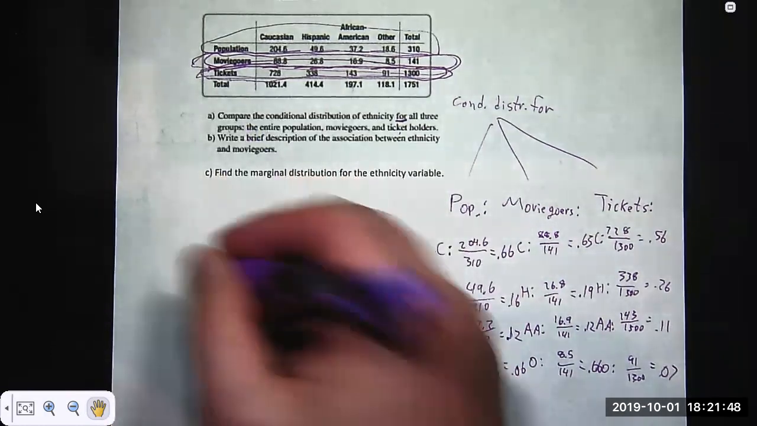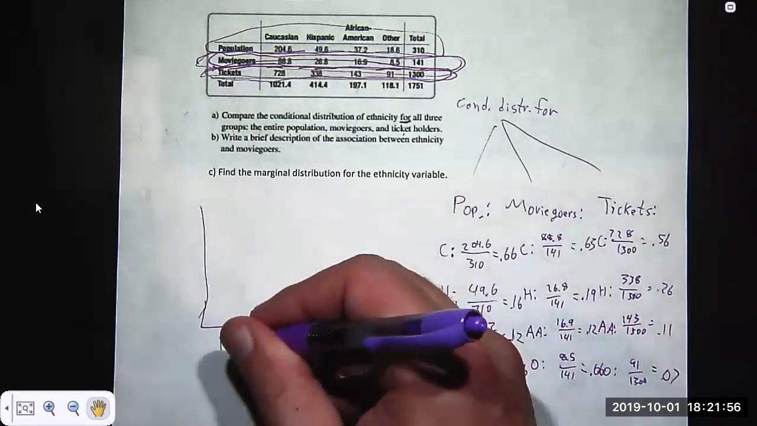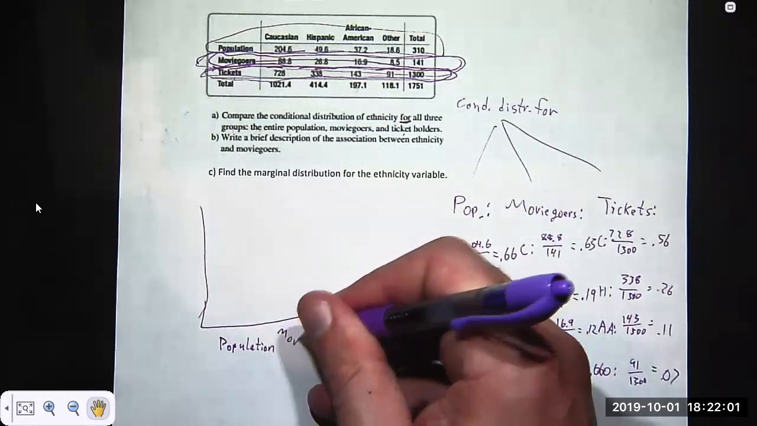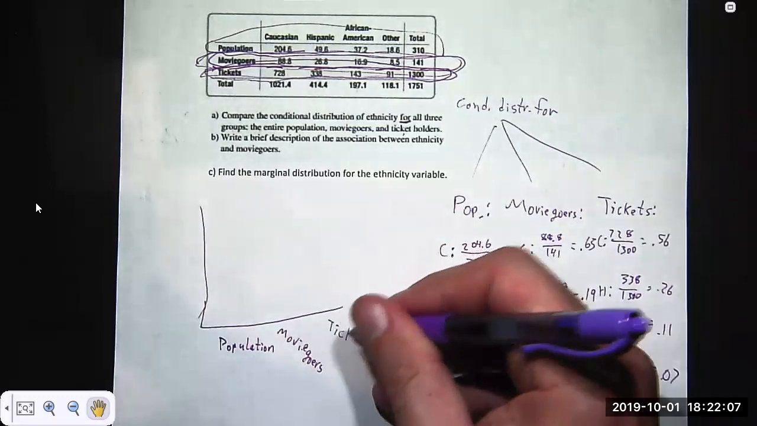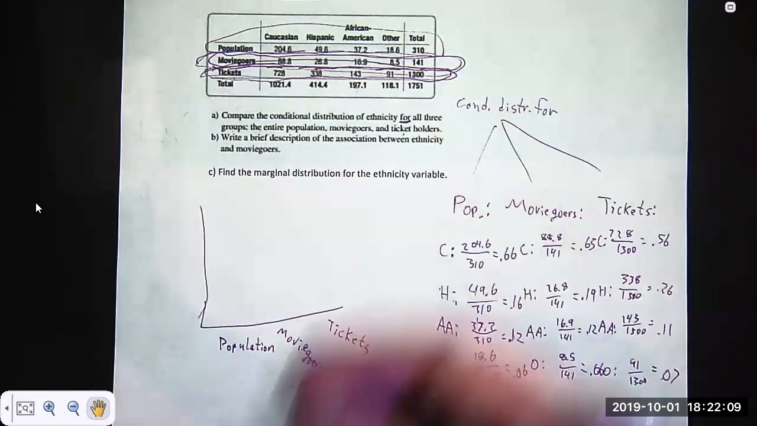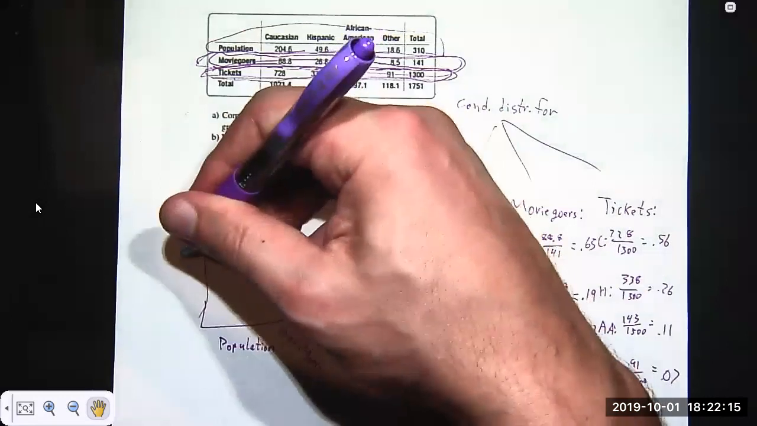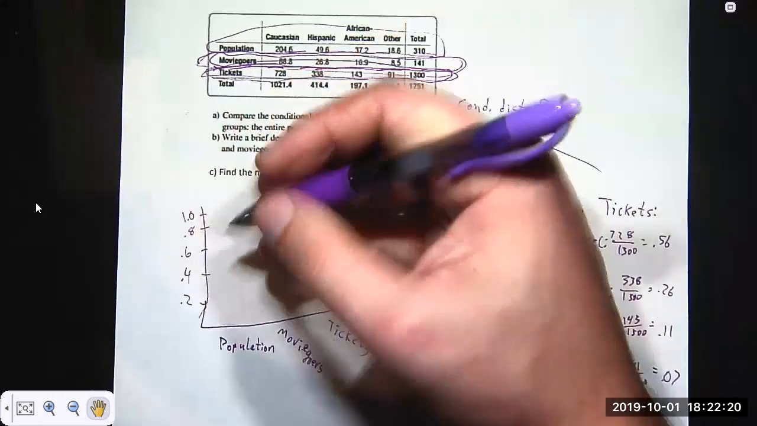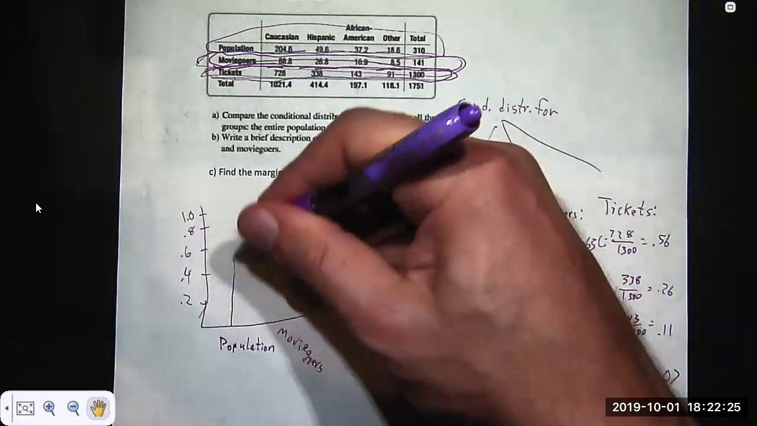So here we've got three things. We've got the population. We've got the moviegoers. And we've got the tickets. And then we've got 1.0, 0.6, 0.8, 0.4, 0.2. And population, let's just start, well, these are bars. Let's start right there.